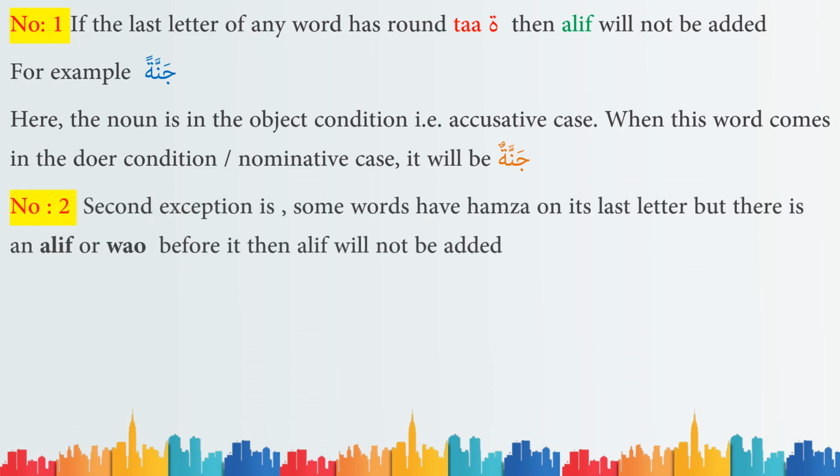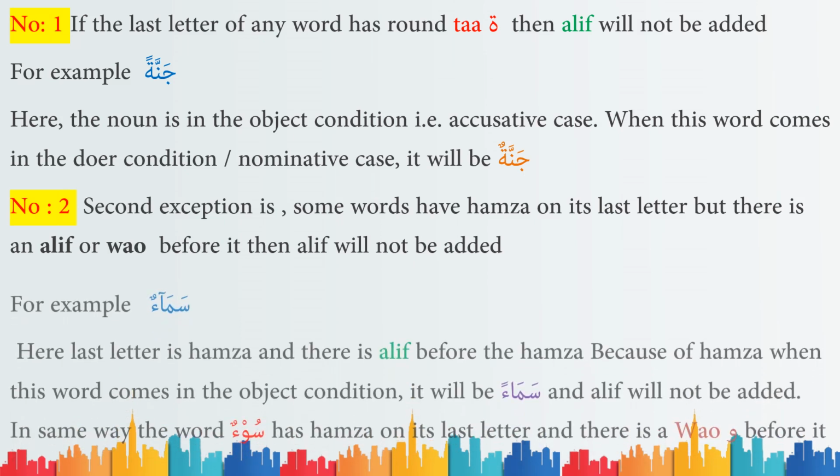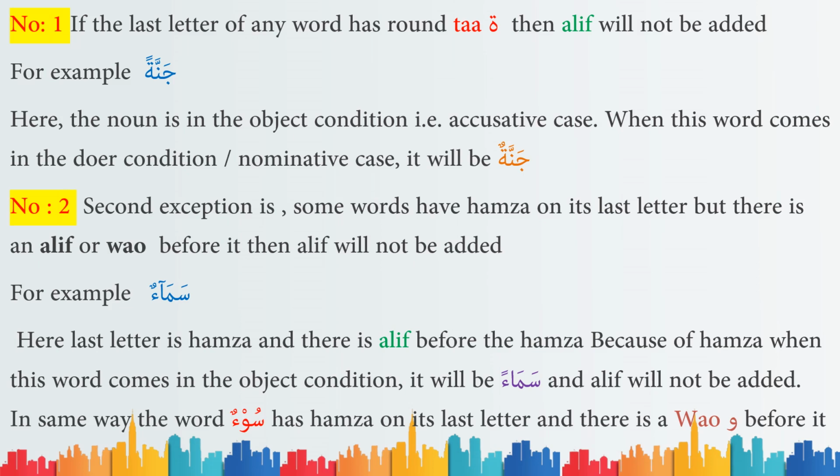Number 2, second exception is some words have hamza on its last letter, but there is an alif or waw before it. Then alif will not be added. For example, sama'un. Here the last letter is hamza and there is alif before the hamza. Because of hamza, when this word comes in the object condition, it will be sama'an and alif will not be added. In the same way, the word su'un has hamza on its last letter and there is a waw before it.